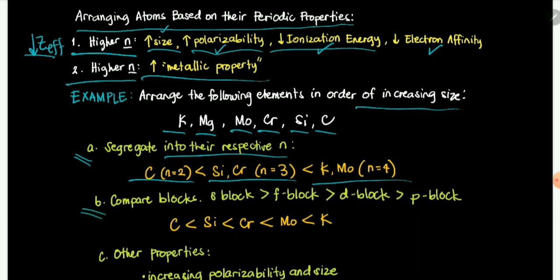Okay? So, pagkatapos niyan, compare the blocks. So, S block elements are bigger than F block elements, than D block, than P block kapag nasa parehong N. So, syempre, pinakamaliit si carbon. So, nandyan siya. Then, followed by silicon. Kasi, silicon is in the P block. Tapos, yung chromium nyo ay nasa D block. So, mas malaki si chromium kaysa kay silicon. So, next is between potassium and molybdenum. Syempre, si molybdenum ay nasa D block, si potassium ay nasa S block. So, mas malaki si potassium kaysa kay molybdenum. So, this is the final arrangement for the set of elements in order of increasing size.